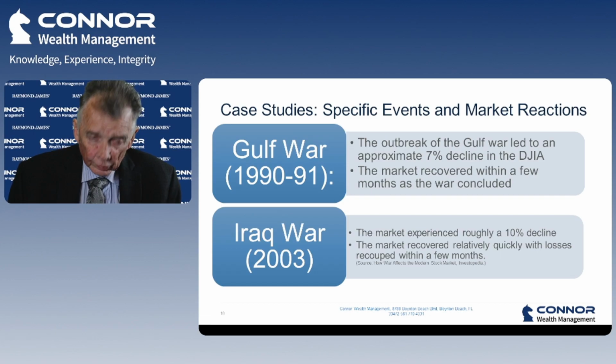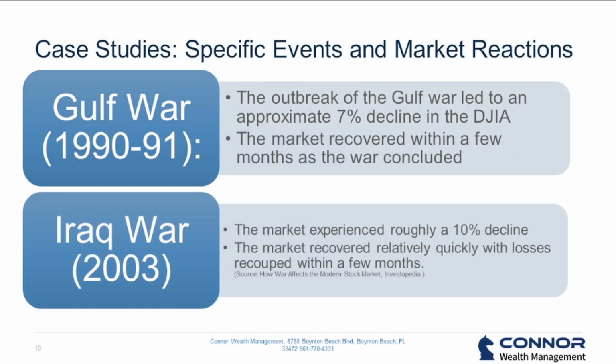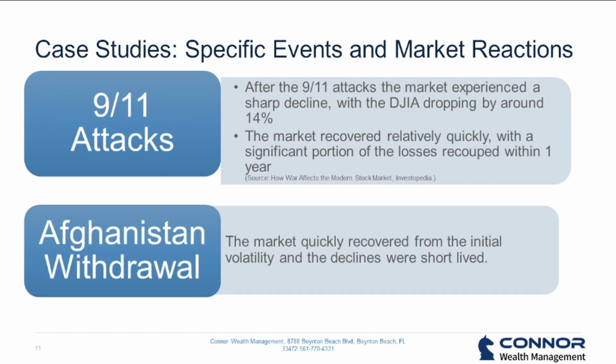So, next war, the Gulf War, Bush's war, 1990 to '91, caused about a 7% decline in the Dow. And the market recovered in just a few months. The Iraq War, we went into Iraq full force. The market had an initial 10% decline. And guess what? It fully recovered its losses within months.